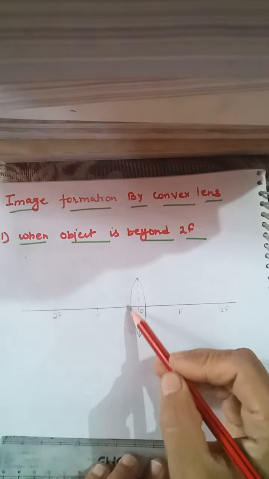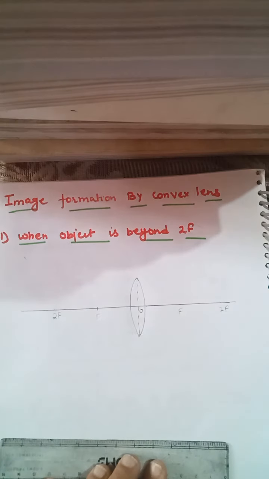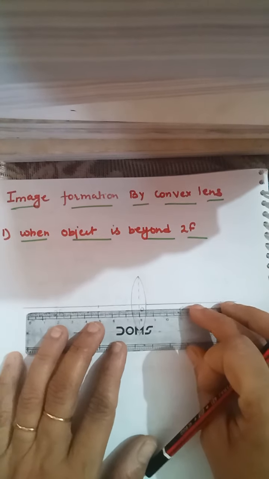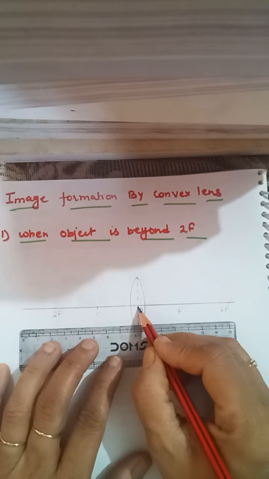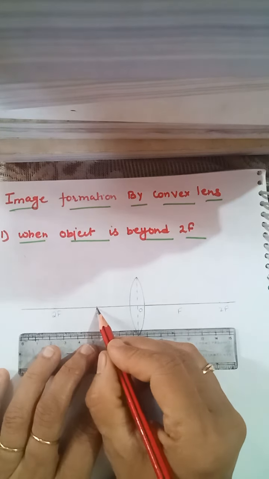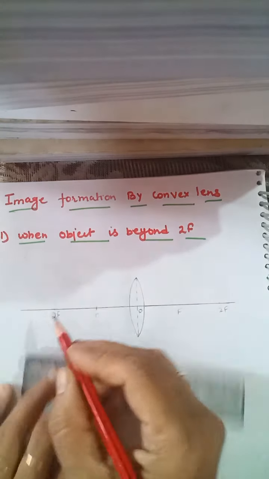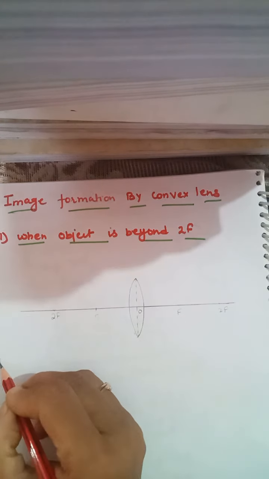Okay, so see, I have drawn this convex lens. You will draw first this dotted line, and then make this curvature. Okay, now after that what you will do, you have to take the equal distance between the optical center and focus, and between focus and 2f, because you all know very well that the radius of curvature is twice of f.